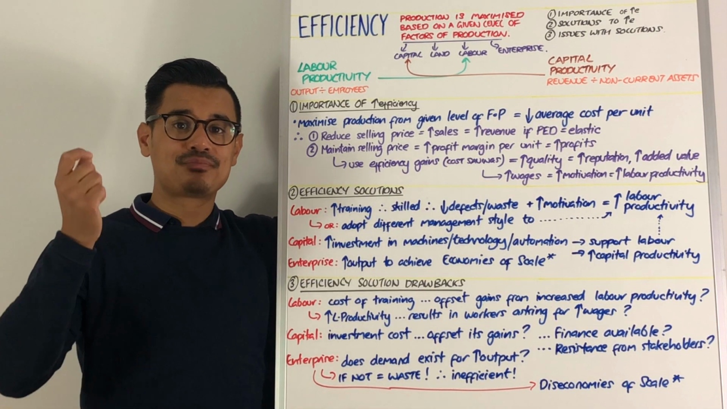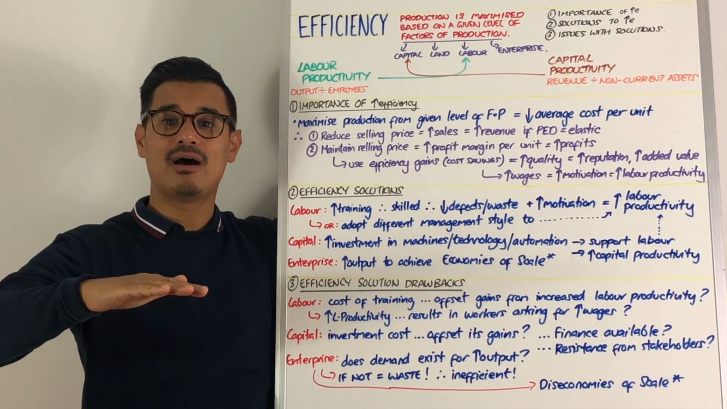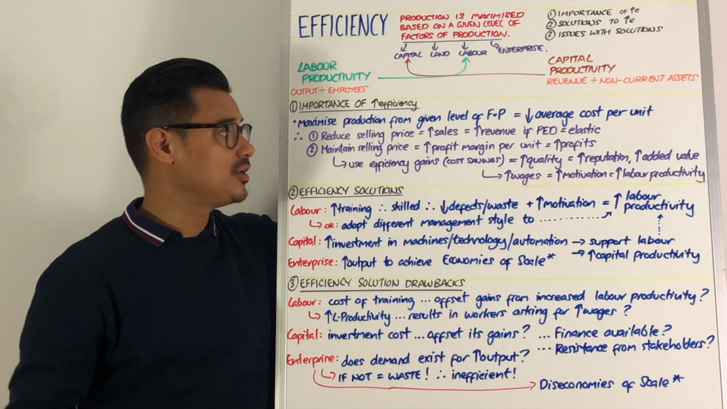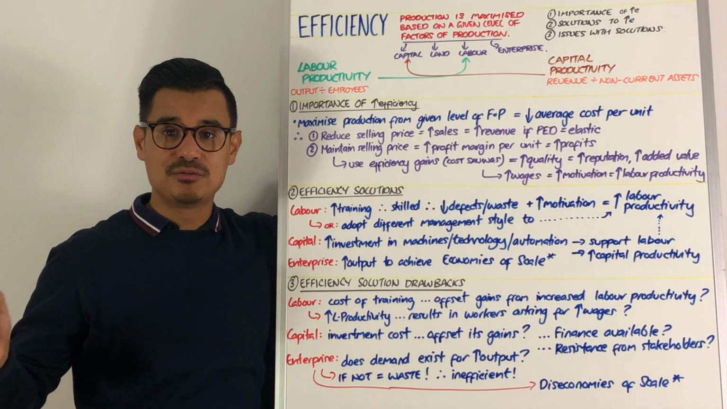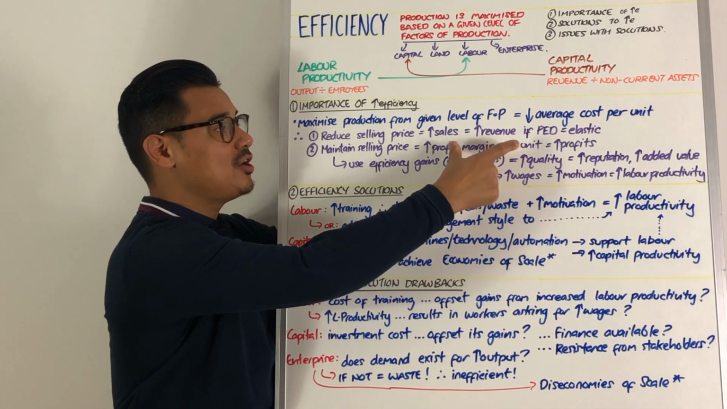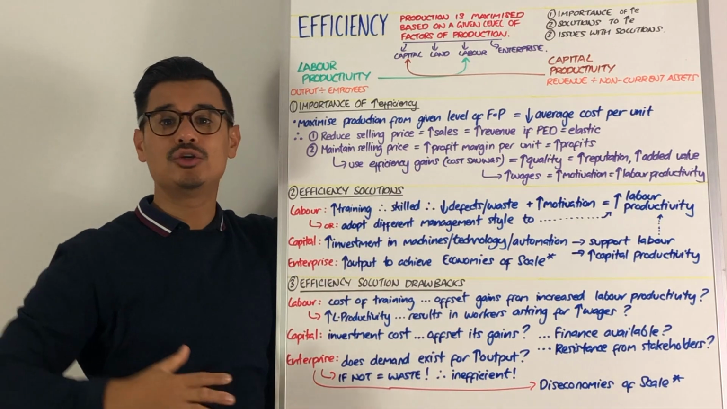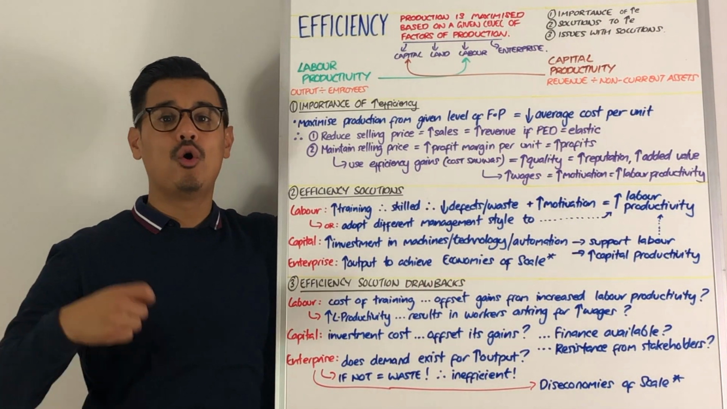Alternatively, rather than reduce your selling price, you could leave your selling price where it is after you have reduced your cost per unit. And if you manage to do that, then obviously your profit margin per unit will now be higher because your costs are slightly lower. And it would assume, because you've left your selling price unchanged, that your demand would be unchanged. And that would lead to higher profits.